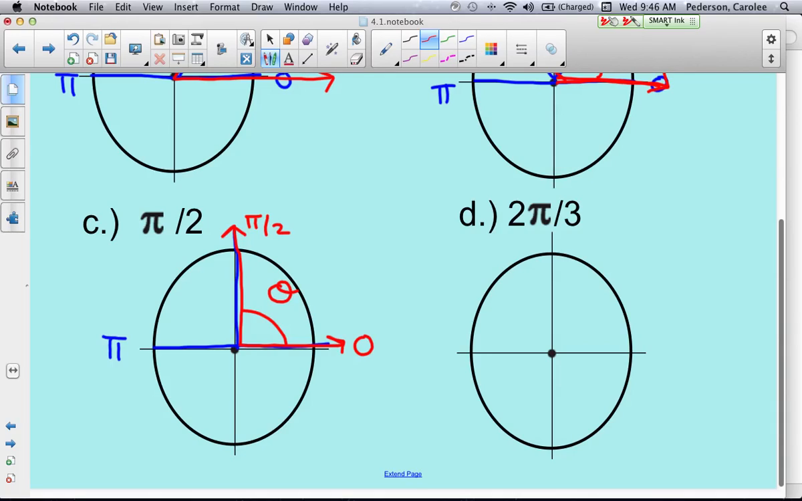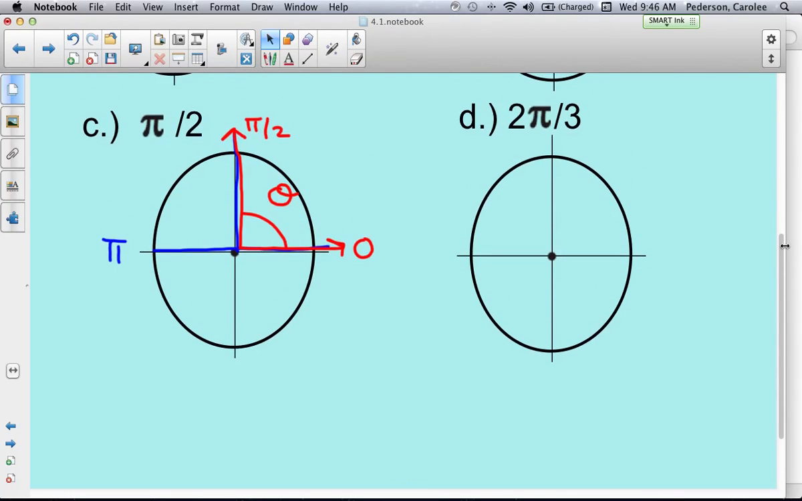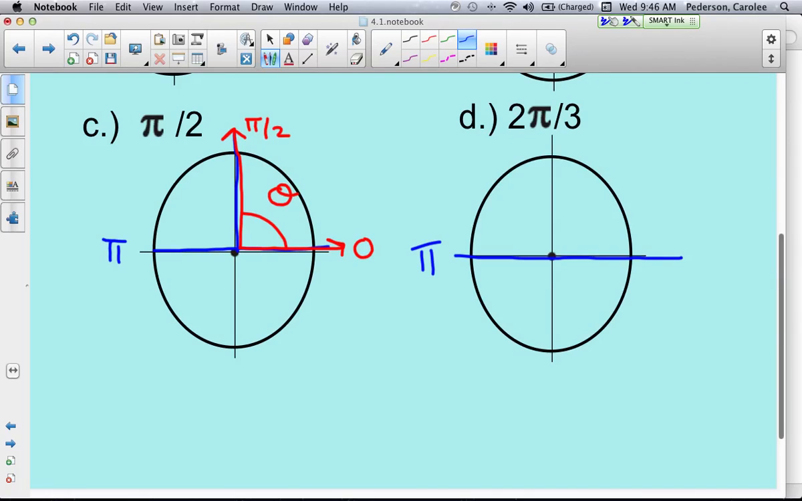Last one on this slide is 2 pi over 3. So now I'm going to split that pi up into how many pieces? 3 pieces. And then how many am I going to choose? I'm going to choose 2 pies out of the 3. So there's my pie. I'm going to split up into 3 equal pieces. So there's 1 piece. There's 2 pieces. There's 3 pieces. And I'm going to choose 2 of them.